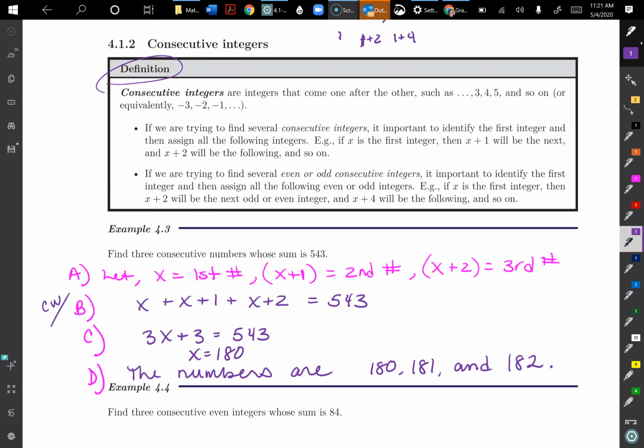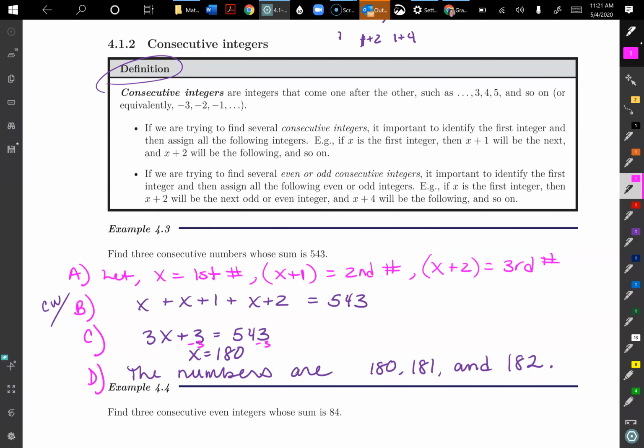Okay, so here I've written out my sum. I'm just adding first, second, and third numbers together to get 543. That becomes 3x plus 3 equals 543. Once I do my algebra on that, showing my steps, I could subtract the 3 there, and I'd get 3x equals 540. X equals 180. This one is one where you could really streamline it. You could kind of do it in your head, so it's okay. The numbers are 180, 181, and 182, and that's as simple as your sentence needs to be.